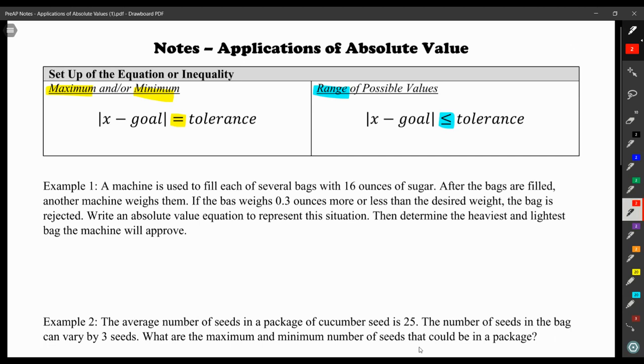The way this is set up is it's going to be your variable minus your goal. This is like your ideal. This is what you would like to have. This is what you want. Now, because we're not in a perfect world, we always allow for some kind of variance, some kind of tolerance. So you need what you want and then the variance. The tolerance is like, okay, it can be too high or too low compared to whatever it is you want. And this is the setup. Same thing for the inequalities. It's still the x minus the goal and then the tolerance on the right side.